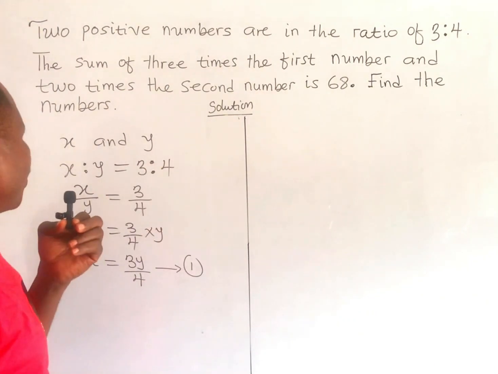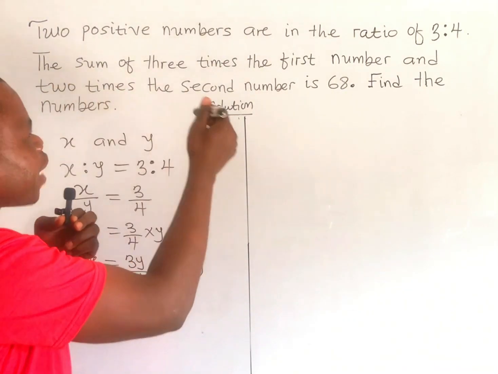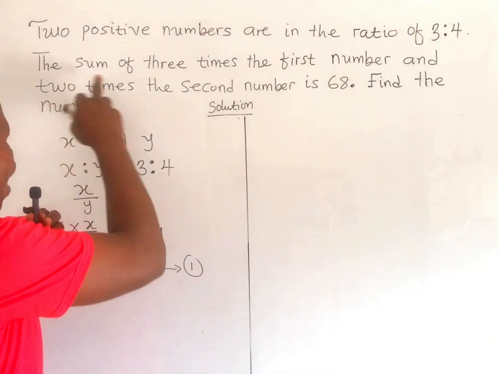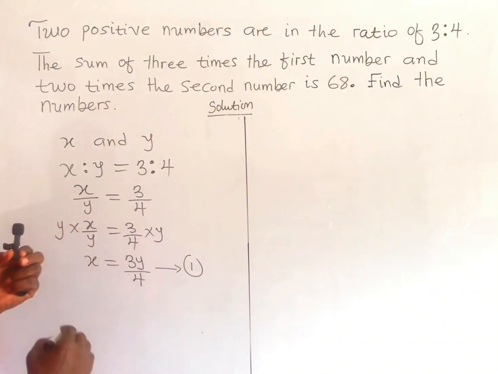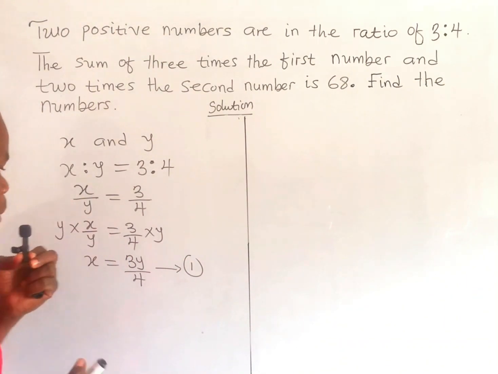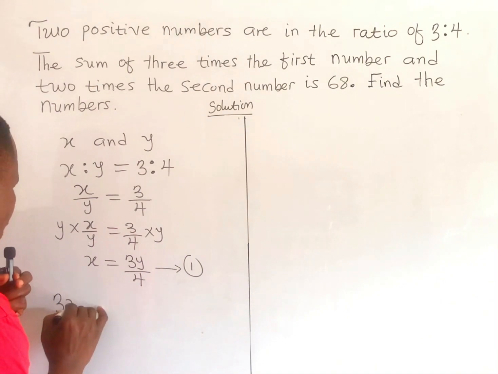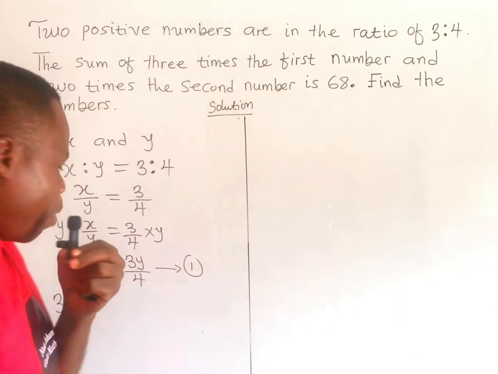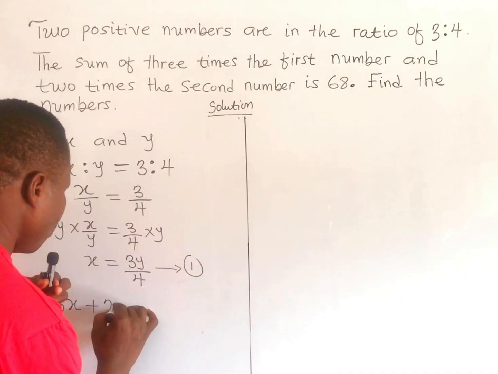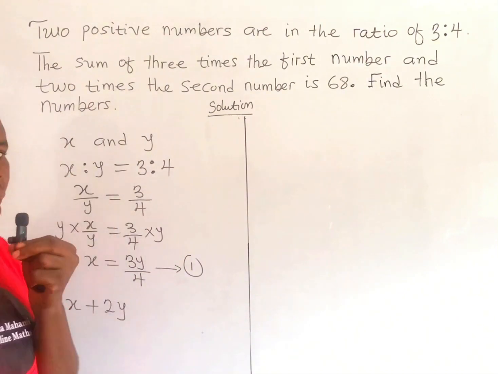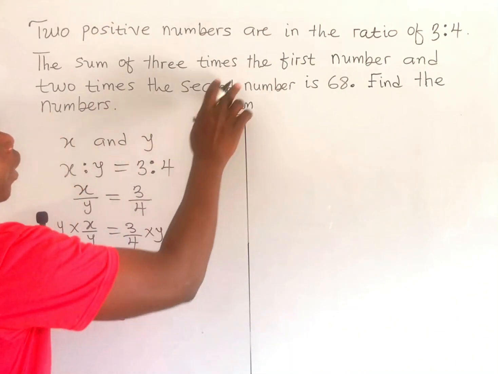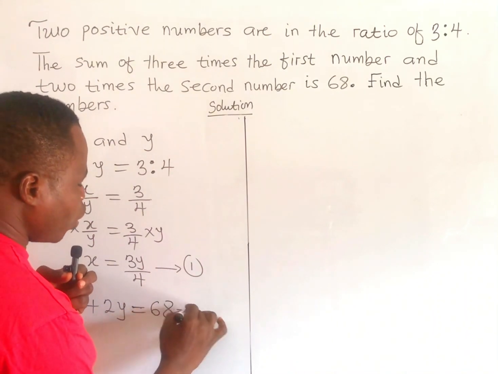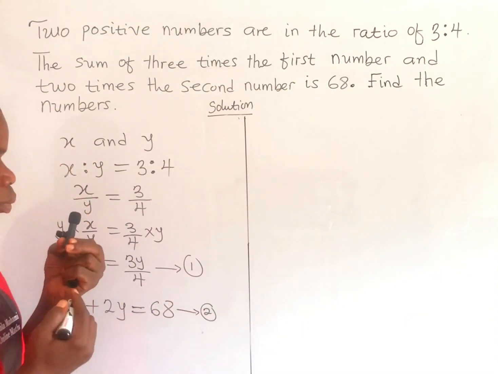Let's take the second part of the question. The sum of 3 times the first number. And you know sum means addition. So if I have the sum of 3 times the first number, then I will take 3 and multiply by the first number, and that will give me 3x plus 2 times the second number. So my second number will be 2 times y, because the second number is y. It's 68, so I will equate everything to be 68. Then I'll call this one equation 2.